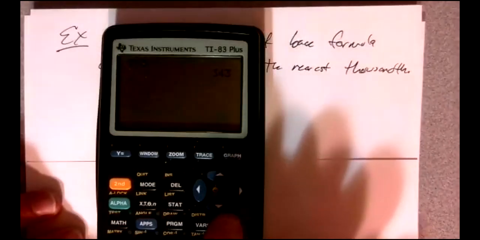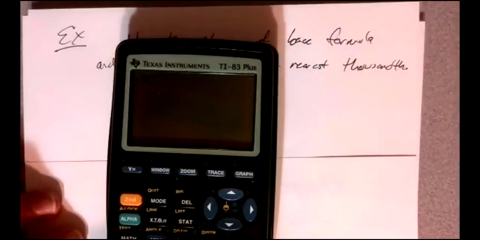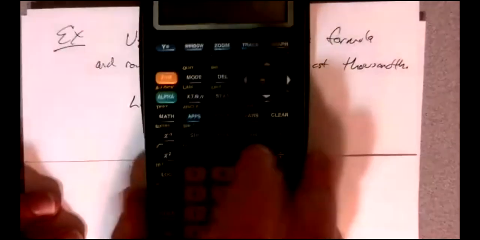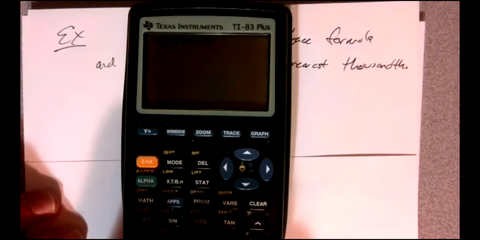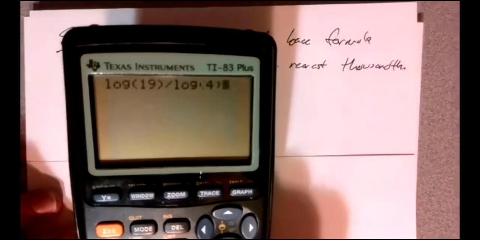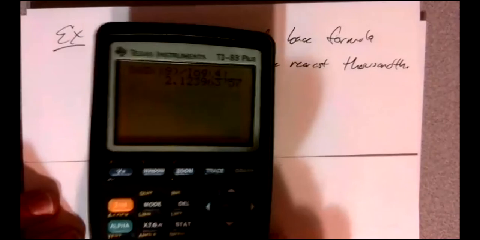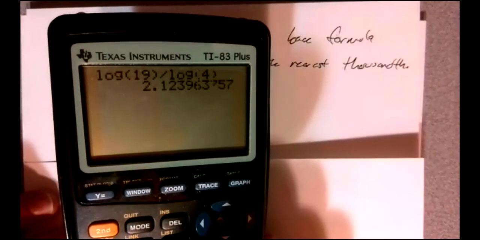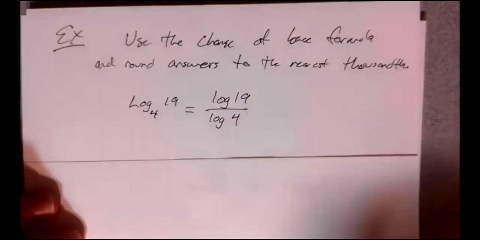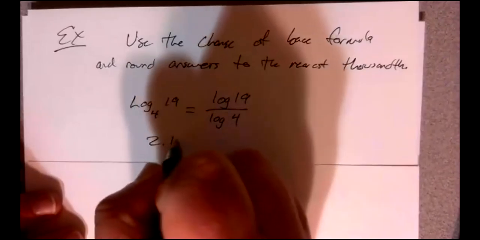All right, so I'm going to start with log base 10, right? So log base 10 of 19, close parentheses. It's really important that you close those parentheses. Then divided by log base 10 of 4. So log base 10 of 19 divided by log base 10 of 4, what do we get? We get 2.1239, going to the nearest thousandth, so it's 2.124. So this whole thing equals 2.124.